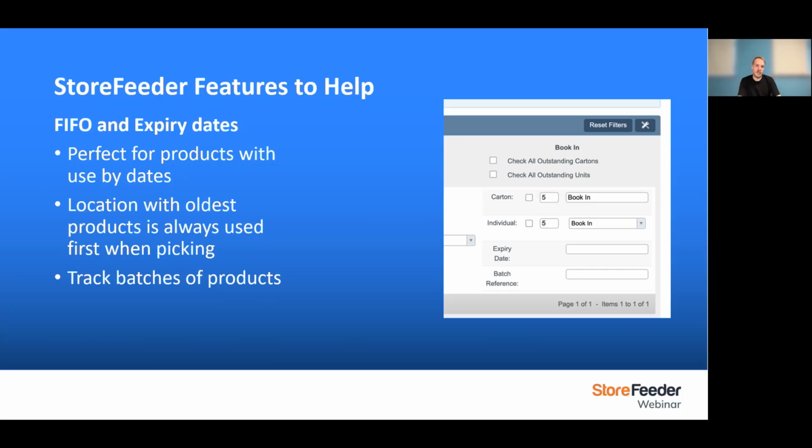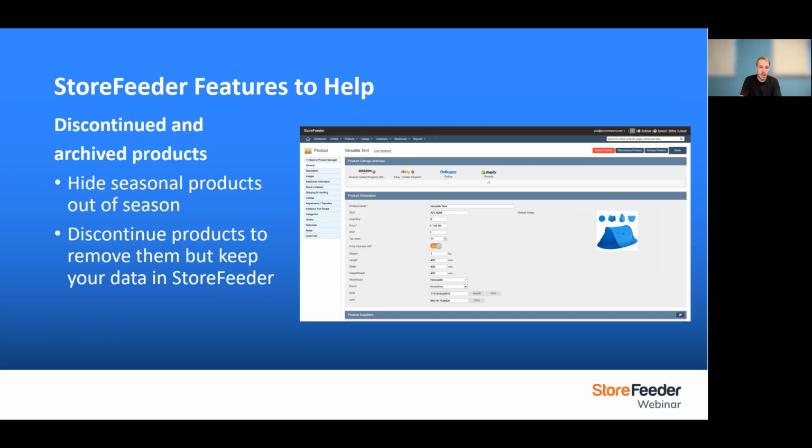So you book a product into the stock location, set it, give it an expiry date, give it a batch number, and StoreFeeder will know to go to that one first. If there's multiple locations of the same product, it'll always send you to the oldest one first when you're picking, to make sure that's the one that goes out of the door. There is a knowledge base on this that goes through it in a lot more detail than I will in the webinar, if that's something you want to have a look at.